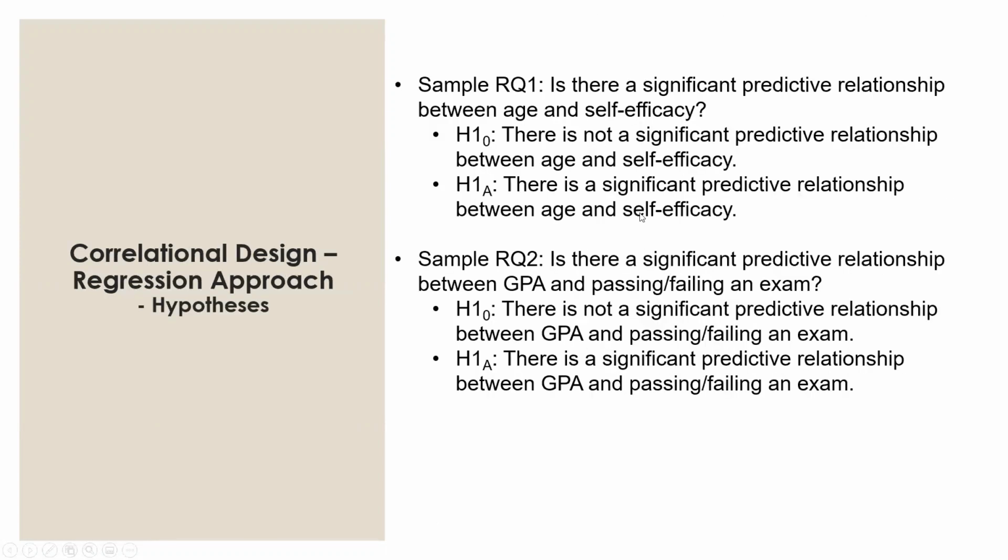Here are the examples of the hypotheses, very similar to before. Null: there is not a predictive relationship. Alternative: there is a predictive relationship.